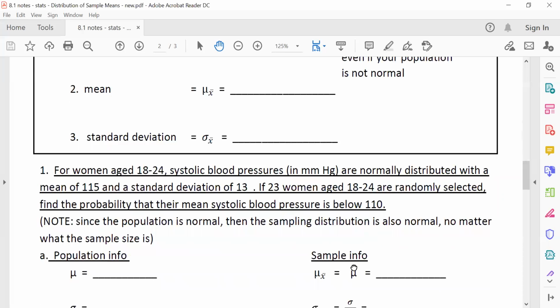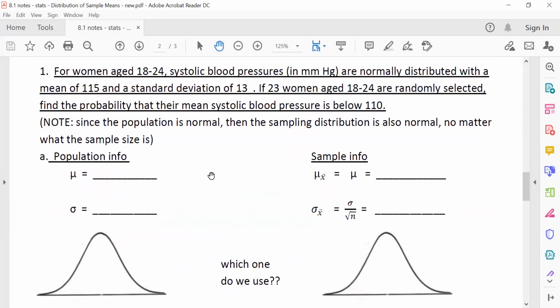So let's look at an example. For women between the ages of 18 and 24, their systolic blood pressure, so if you go get your blood pressure done, you're going to see 2 numbers. Your systolic is the first one you'll see, and then there's the diastolic. It's measured in millimeters of mercury. Let's not worry about the details.